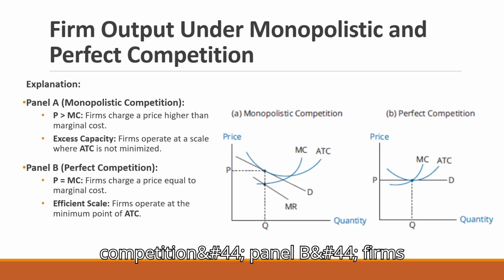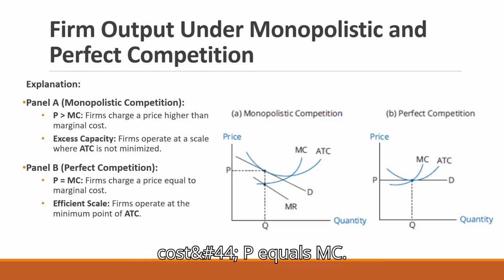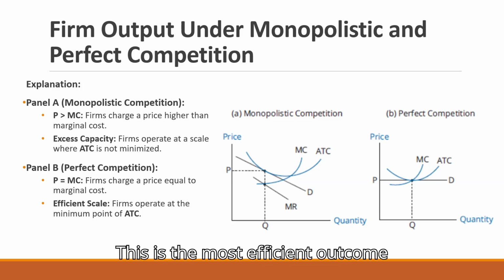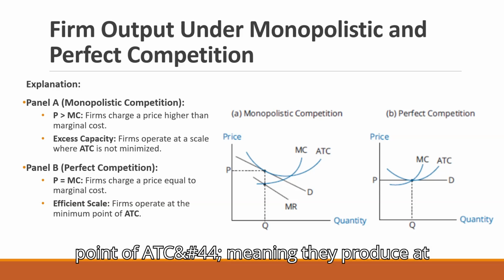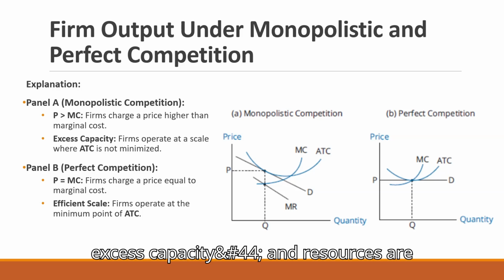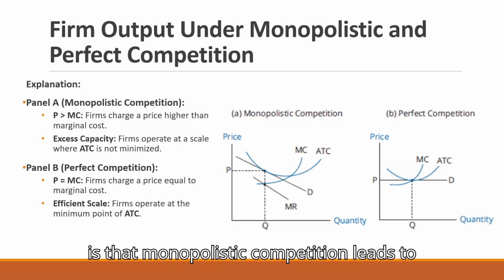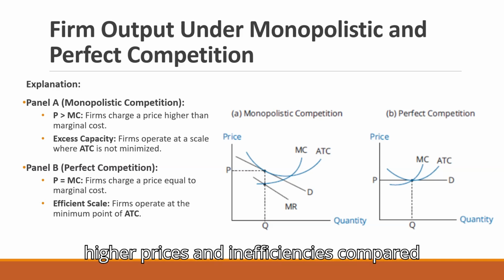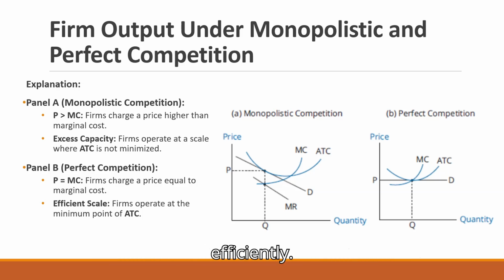In perfect competition, Panel B, firms charge a price equal to marginal cost, P equals MC. This is the most efficient outcome because firms operate at the minimum point of ATC, meaning they produce at the lowest possible cost. There's no excess capacity, and resources are used efficiently. The key takeaway here is that monopolistic competition leads to higher prices and inefficiencies compared to perfect competition, where prices are lower and resources are used more efficiently.